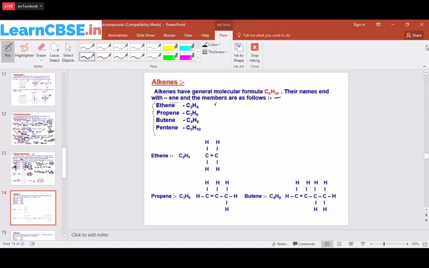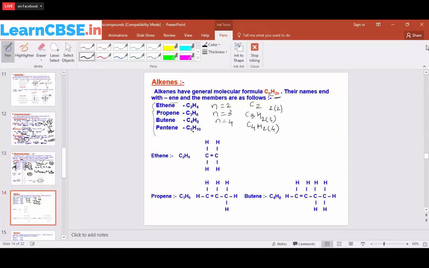Now if we substitute n equal to 2 in the formula CnH2n, we get C2H2 times 2, so C2H4. Propene is n equal to 3. If you substitute, C3H2 times 3, so we get C3H6. The next one is butene, so n equal to 4. C4H2 times 4, so we substitute in this molecular formula.